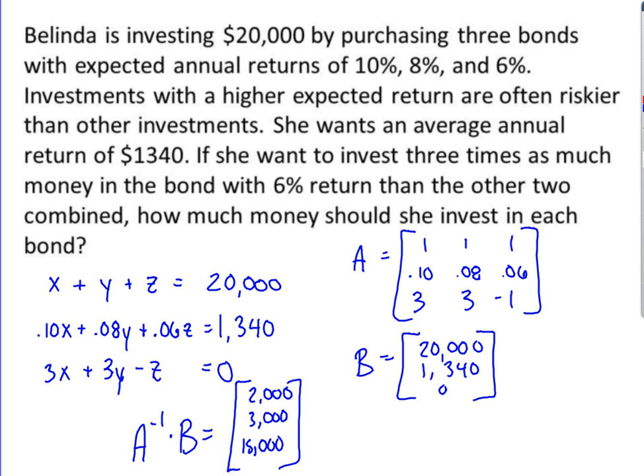So that means Belinda's going to invest $2,000 in the bond that's going to have a 10% return, $3,000 in the bond that has an 8% return, and $15,000 in the bond that has a 6% return.